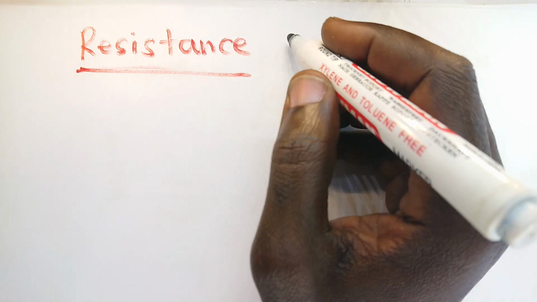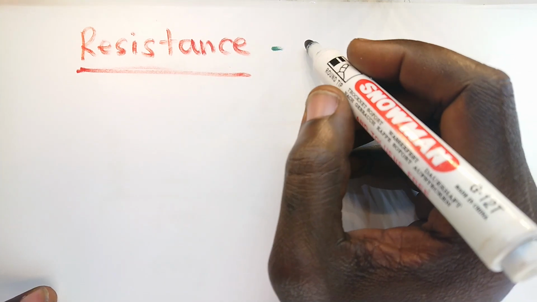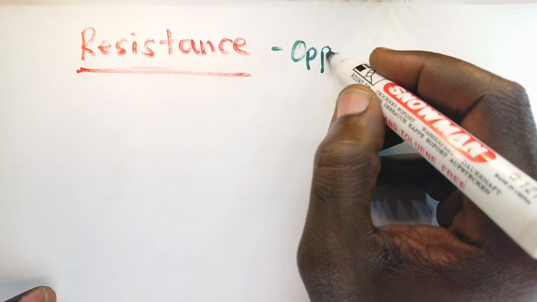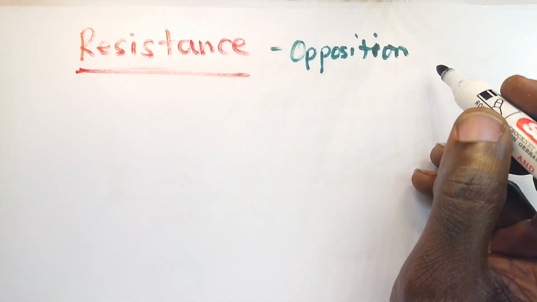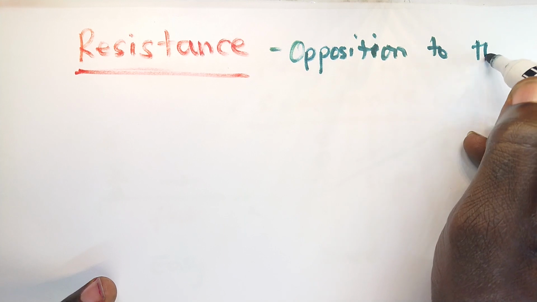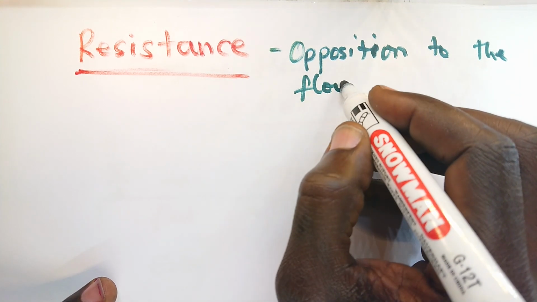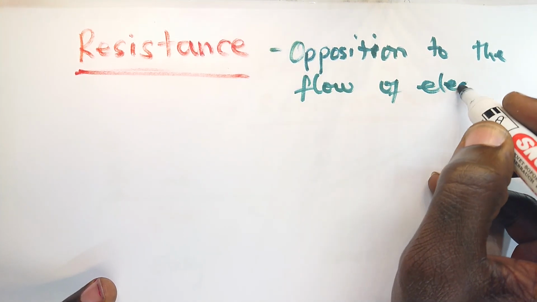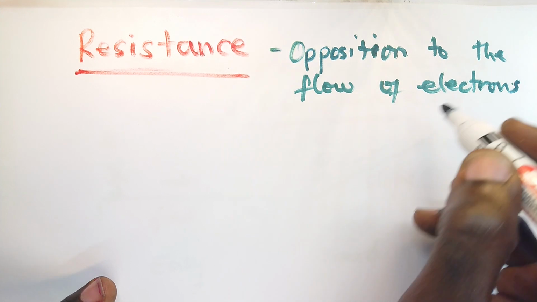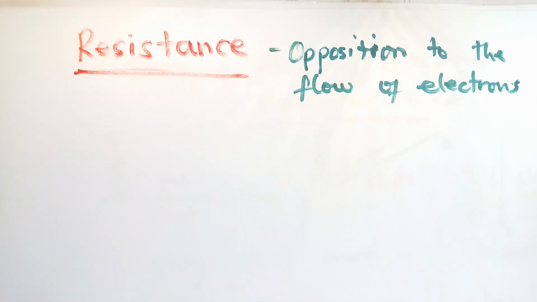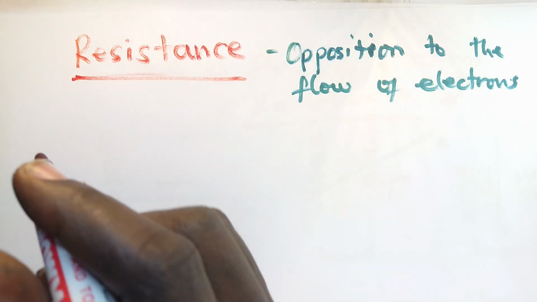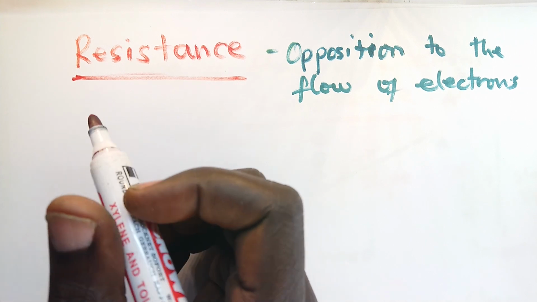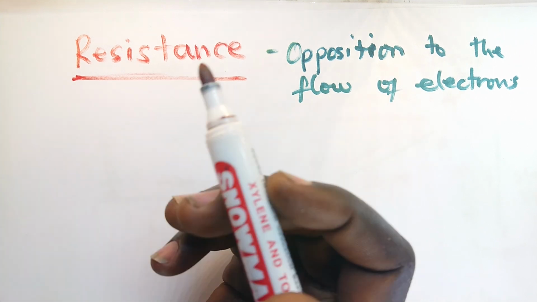Now, having talked about resistance being the opposition, from the word oppose, not your political opposition, opposition to the flow of electrons. Or you could say opposition to it, but this is the better definition. Let me not confuse you. Opposition to the flow of electrons, and we know that, what should I say now?